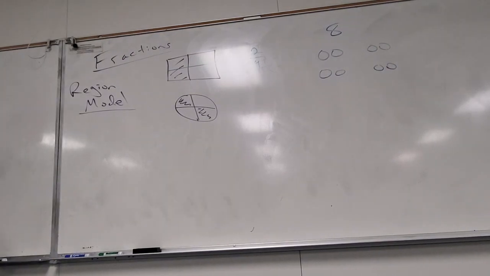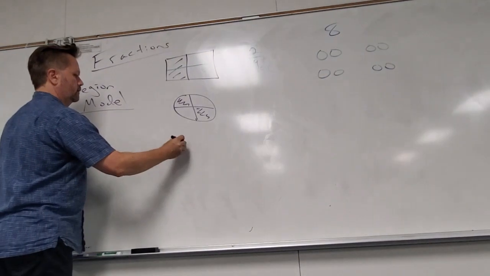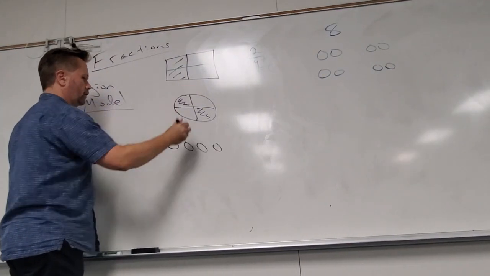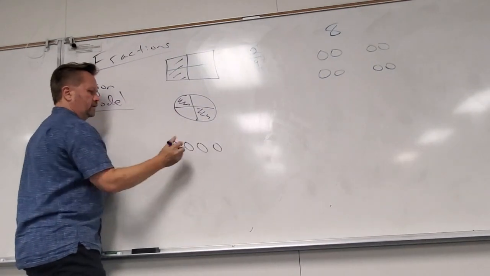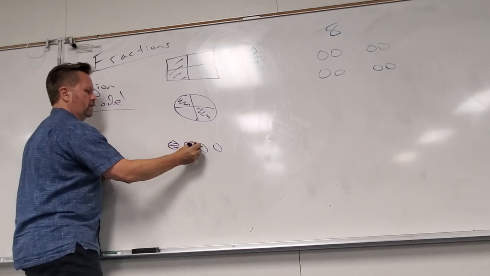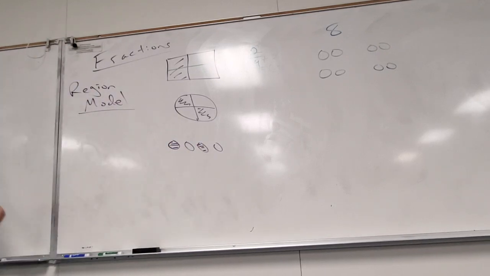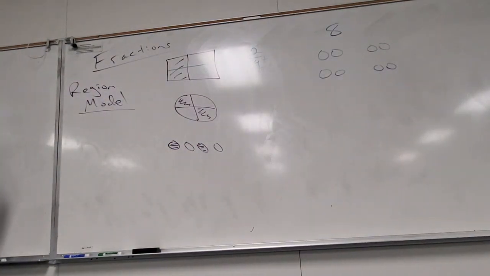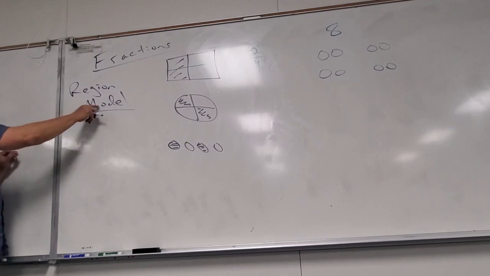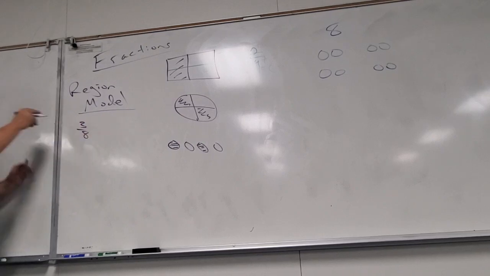I could also represent 2/4 as this. This is basically what I was saying earlier. A complete set would be 4, so if I shade 2 of them in, I've shaded 2/4 of a complete set. Does that make sense? Okay, I like it. So can you guys real quick draw a region model to represent 3/8?